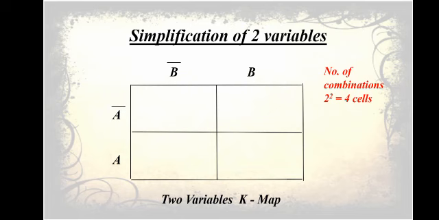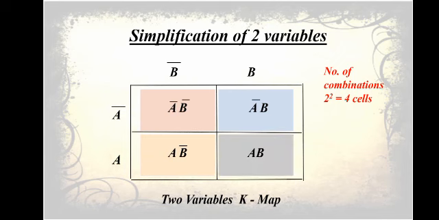Now we have to write the product in each respective cell. So here in the first row of a complement and column of b complement, we will write the product, that is a complement b complement. Then the first row and the second column, a complement and b. Second row and first column, a b complement, and second row and second column, that will be ab. So this is how we simplify the variables and write the product in each cell by multiplying the normal and complemented forms of rows and columns.